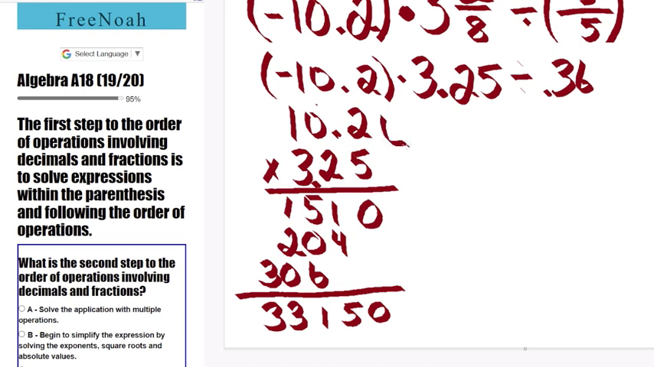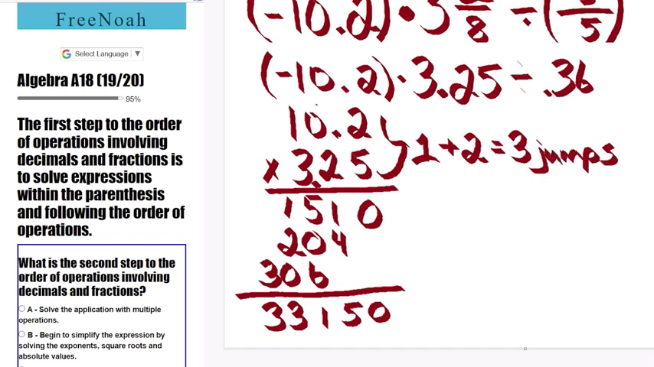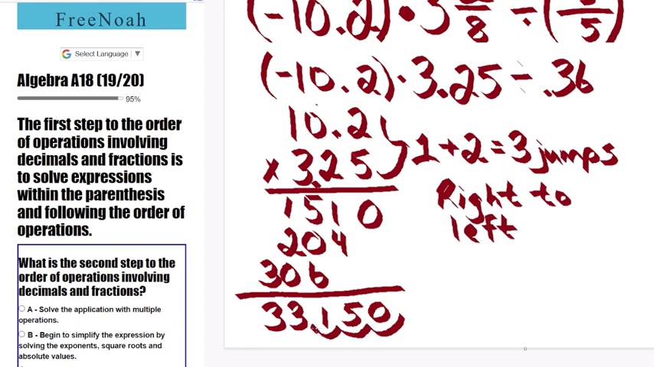Now we're going to come over here. We're going to count the place values. We have 1 decimal place value, and then we have 2 more in our second factor. So 1 plus 2 gives us 3 jumps from right to left. 1, 2, 3, and what we're left with is 33 and 15 hundredths.